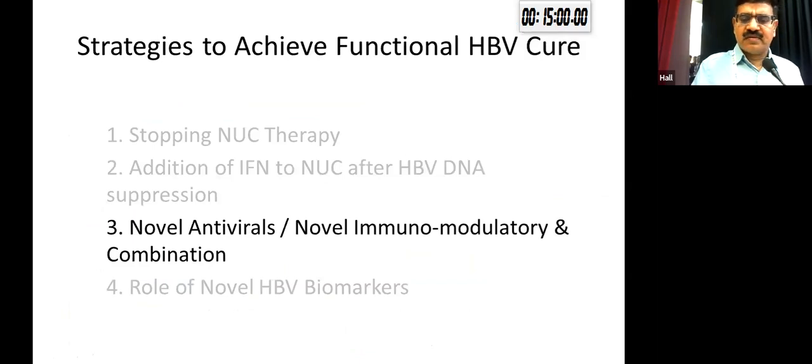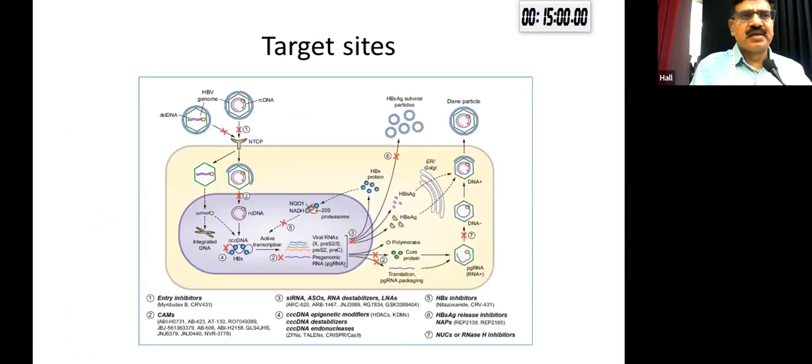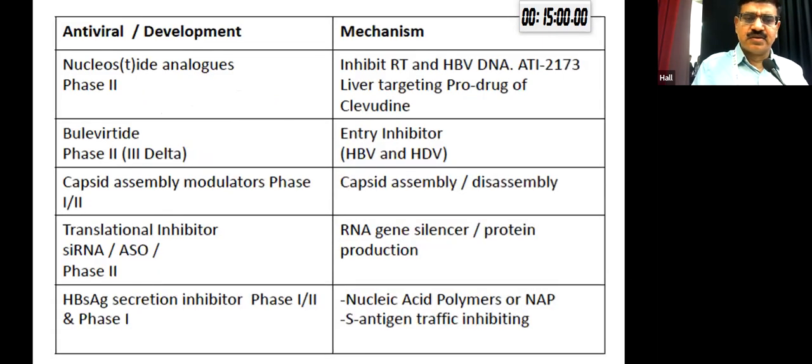What are the novel antiviral and novel immunomodulatory combinations available? I'll just show a few of these in slides because it's not part of my talk. There are various target sites available for the newer therapies. These could be categorized under various headings like nucleotide analogs, entry inhibitors, capsid assembly modulators, translation inhibitors, and secretion inhibitors like the NAPs, nucleic acid polymers.